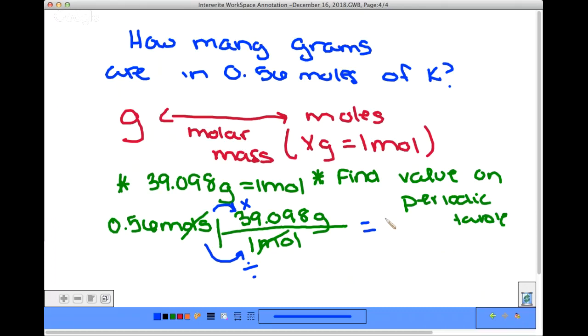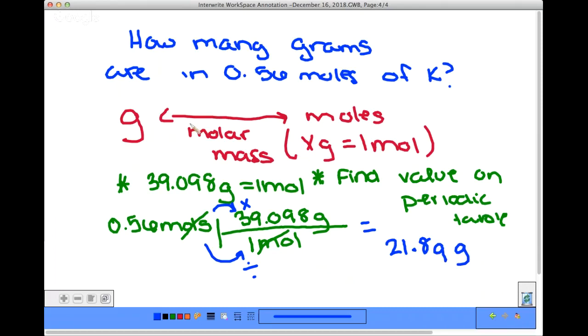Calculator, 0.56 times 39.098. And I'm going to cut this off so it's not quite as long, but I'm going to get 21.89 grams. So this is how many grams it would equal. And again, I cut it off a little bit so that I didn't have all those digits. Two digits is more than enough after the decimal place to show.